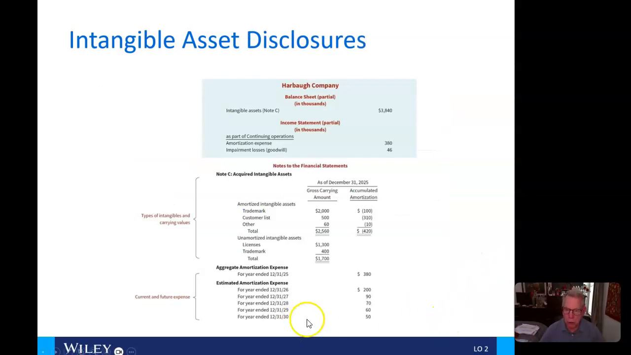Okay, disclosures. Here, the Harbaugh Company, no relationship to Jim Harbaugh, I'm sure. They have intangible assets here of 3,840,000. You'll notice it's in thousands here. And the amortization expense of 380,000 and impairment losses to goodwill of 46,000. So they show a note. Charlie here acquired intangible assets, and they break down all the amortization of trademarks, customer lists, and others, etc., and show the estimated amortization period going forward. Okay. Notice that's a future estimate in that case.